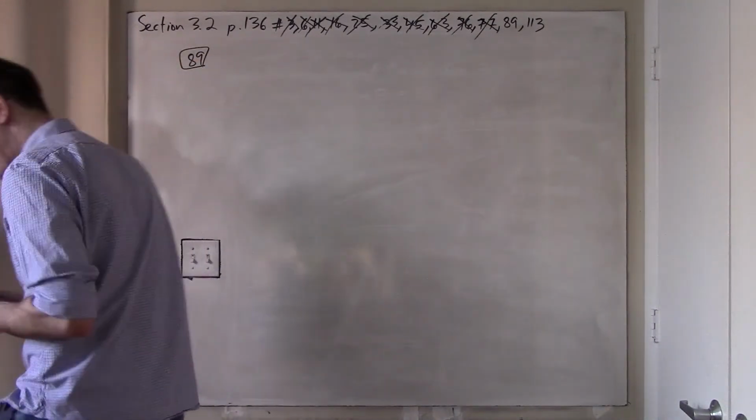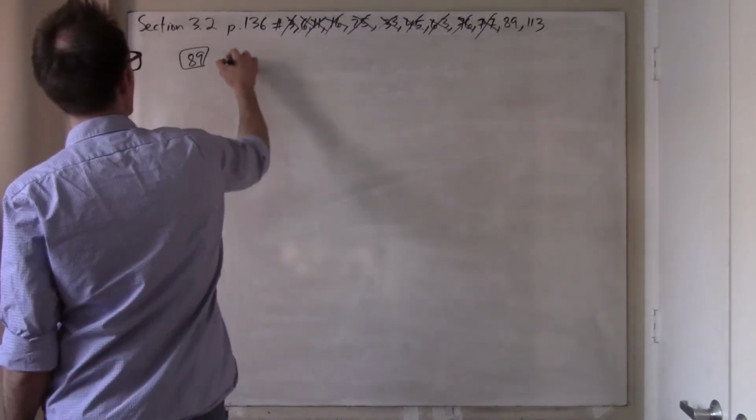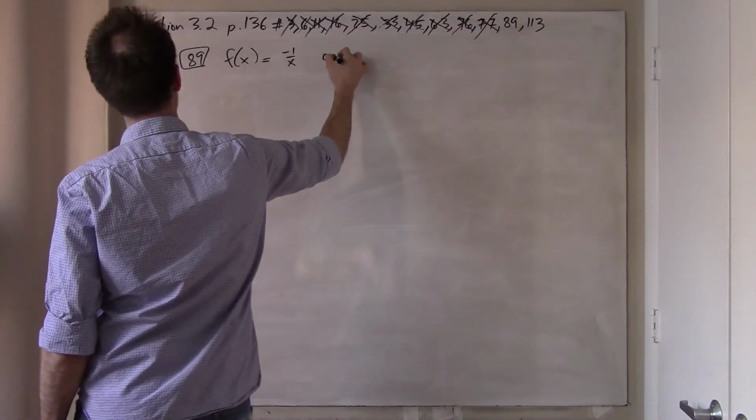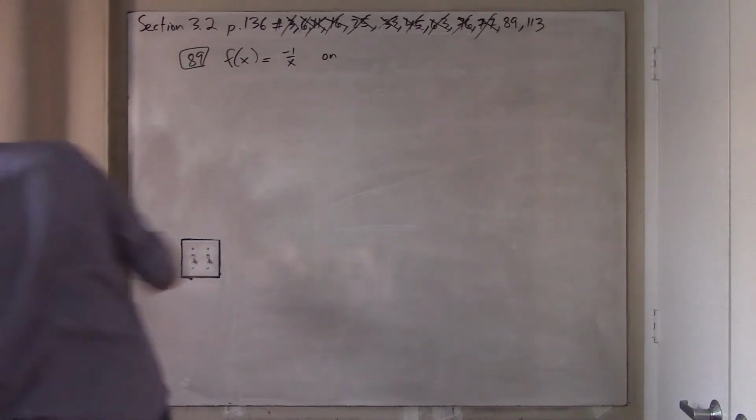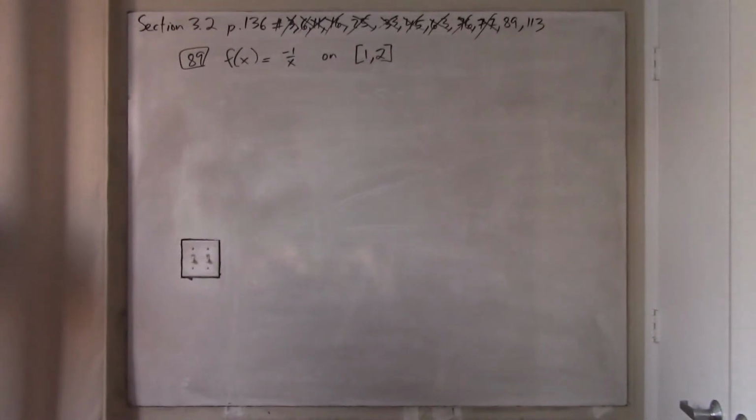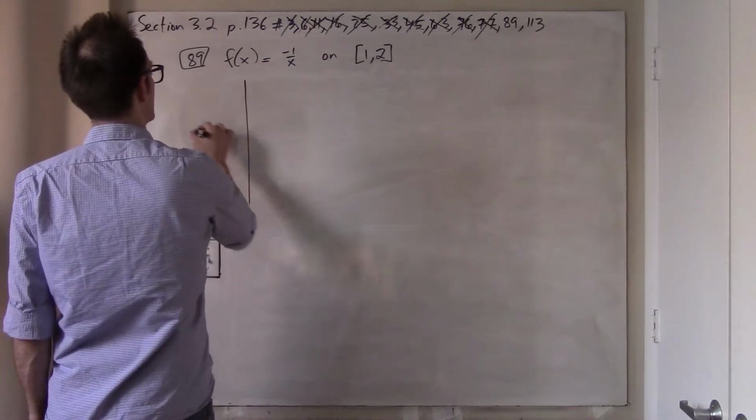89 gives you a function, f of x equals -1 over x, on the interval 1, 2. Here the book is just trying to strengthen your confidence with average rates of change, instantaneous rates of change, and stuff like that. The problem says, find the average rate of change of the function over the given interval. Compare this average rate of change with the instantaneous rate of change at the endpoints of the interval. All right, so this is not so hard.